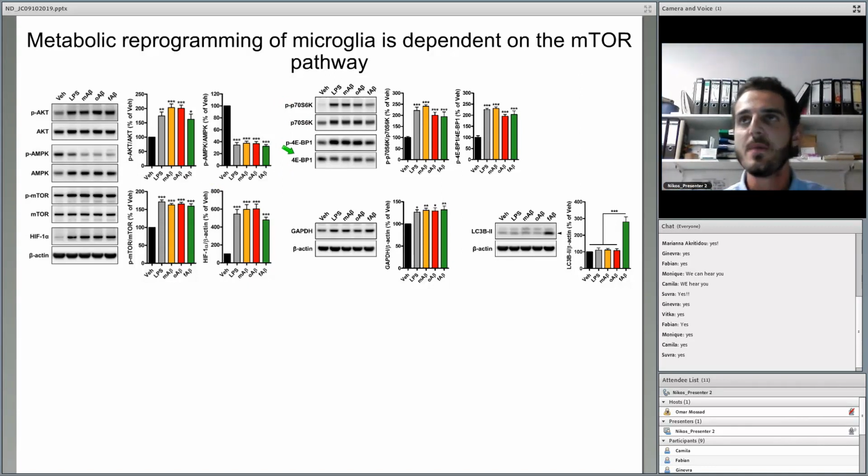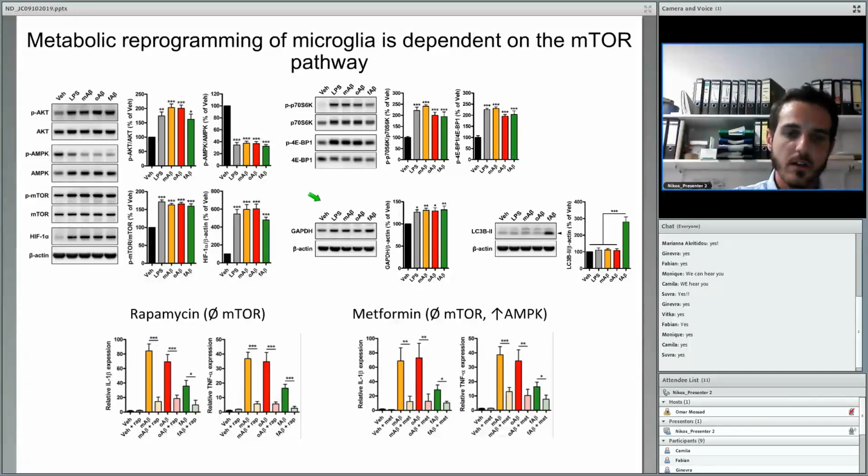So this was just confirmation of the cascade that is activated, and the most important for their story is the HIF1 alpha transcription pathway. It's actually upregulated upon exposure to the LPS or the A beta peptides. GAPDH, a glycolytic enzyme responsible for one of the steps of glycolysis, is actually also upregulated with the treatment of LPS or the different A beta forms, basically because GAPDH is controlled by the HIF1 alpha transcription factor.